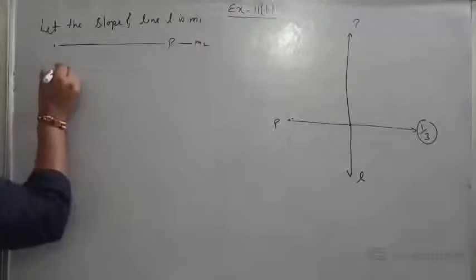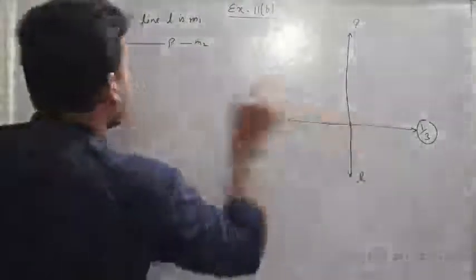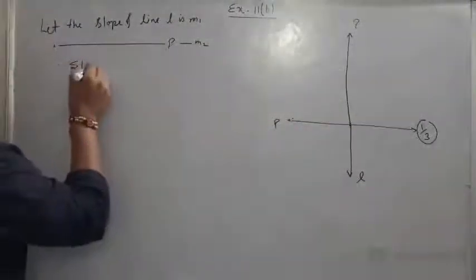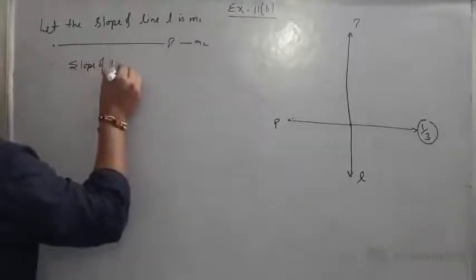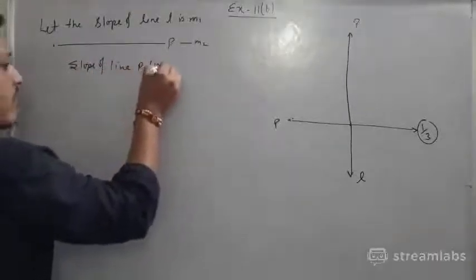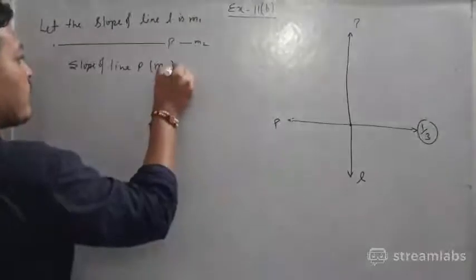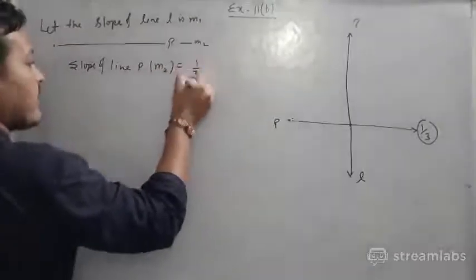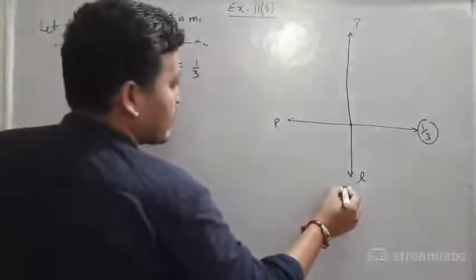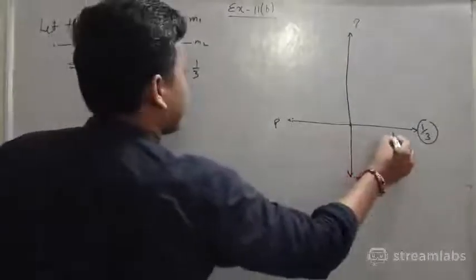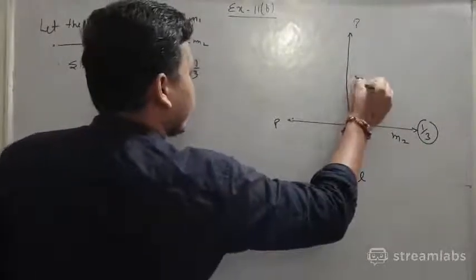We know that the slope of line P, denoted by M2, is given as 1 by 3. The question is to find the slope of this line. So the slope of this line I denoted by M2, and this slope is denoted by M1.